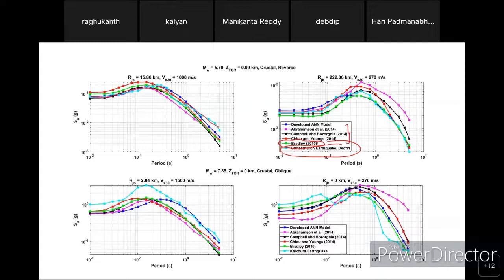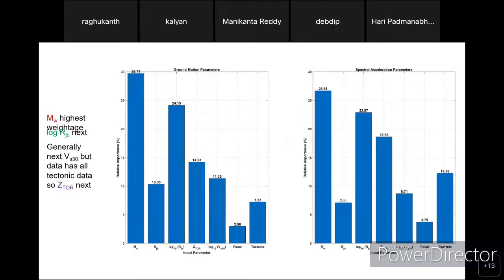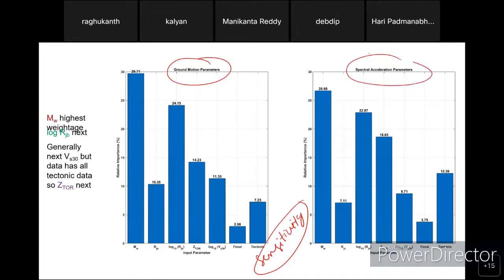If you plot our neural networks, it is much closer to the data, with fewer unknowns and a lower standard deviation. Not only for the response spectra, even for all the parameters, these numbers have been obtained. And finally, these are the sensitivity plots, the sensitivity for the parameters, and then the sensitivity for the spectral acceleration parameter. So you can see which is the most dominating, which is highly influencing the inputs.